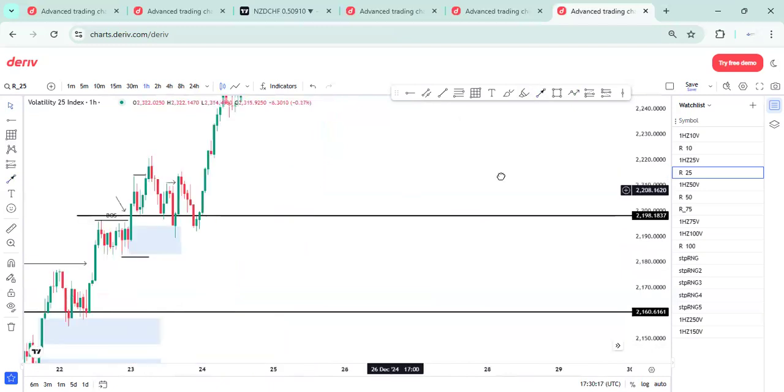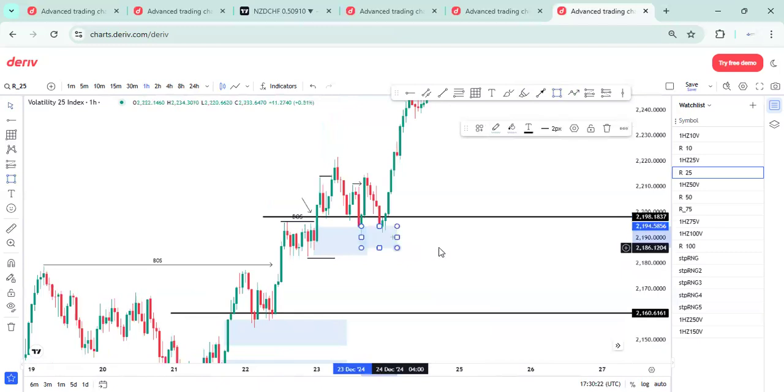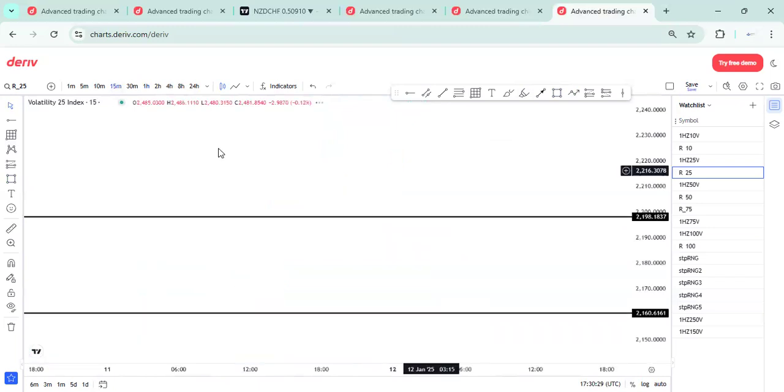And then it returned back into the order block, 10 minutes or 30 minutes order block here. So clear on the 30 minutes, 15 minutes.